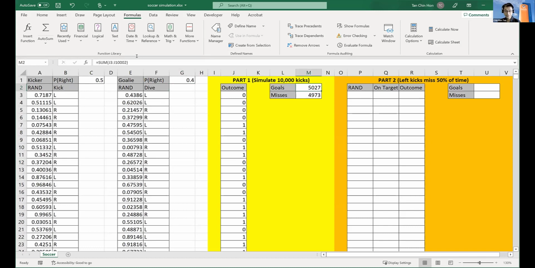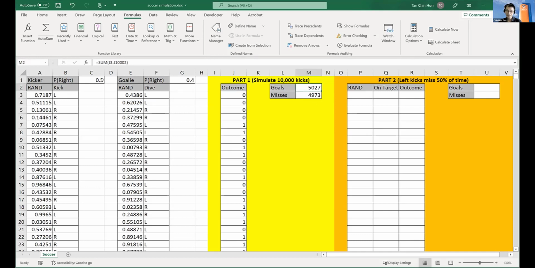Okay, I had a question regarding the summation. Let me just copy this and bring it over and share this with everyone. Yeah, my bad, I didn't share the formula. Basically, it's just going to be this, which is the sum of J3 to J10,002. Okay, and with that, let me just come back to this over here.